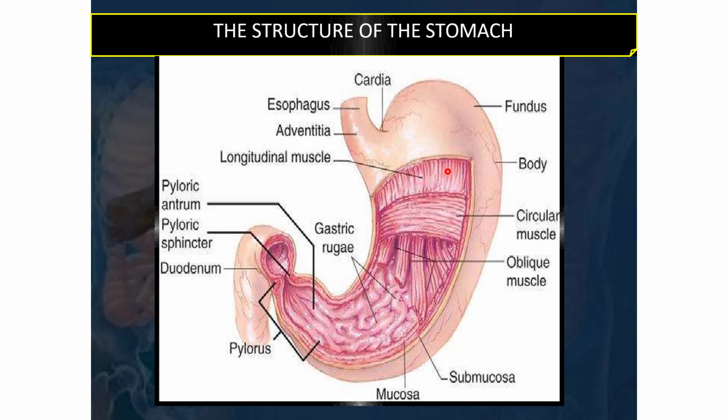So in the gastrointestinal system, the walls of the various organs of the digestive system are formed by smooth muscles, and there are different layers according to how the smooth muscles are arranged. So there is an inner longitudinal layer, then an outer circular layer, and the outermost oblique muscle layer, according to the arrangement of the muscle fibers in the wall of the stomach.